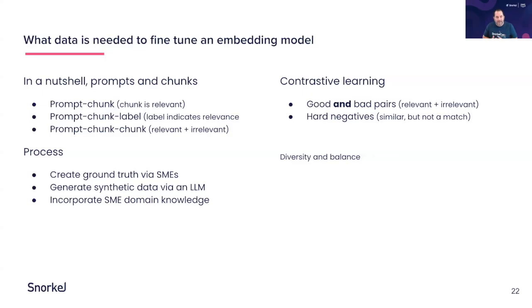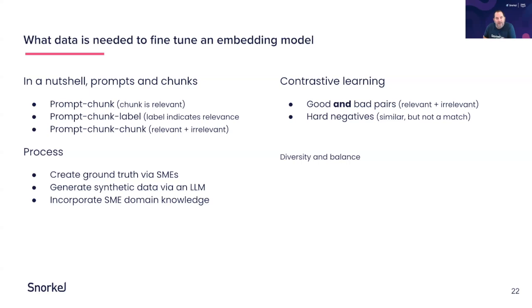So for embedding models, we're generally looking for prompts and chunks is really what you want. So I mentioned at the beginning, if you have chunks, you can use an LLM to generate synthetic prompts for you. That's a helpful way to get started. There are other variations, right? You could have a prompt, a chunk, and a label. And the label is just telling you whether this is a relevant or an irrelevant example. Or you can do a prompt, good chunk, plus bad chunk. Sometimes I might say triplet in these examples.